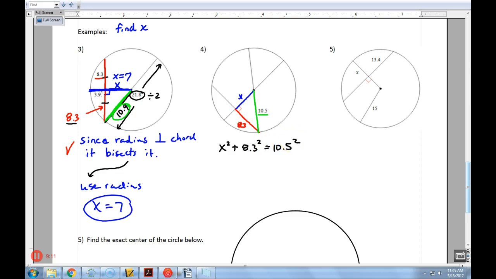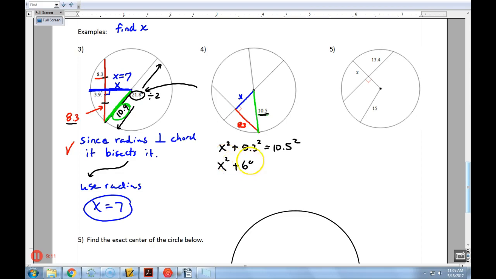Notice the 10.5 was down here in the middle, so I knew it was the radius. Where on the problem before, it was up here in the middle, so I knew it was the diameter. But if you're unsure, just ask me in class if you're working on a problem or on a quiz.